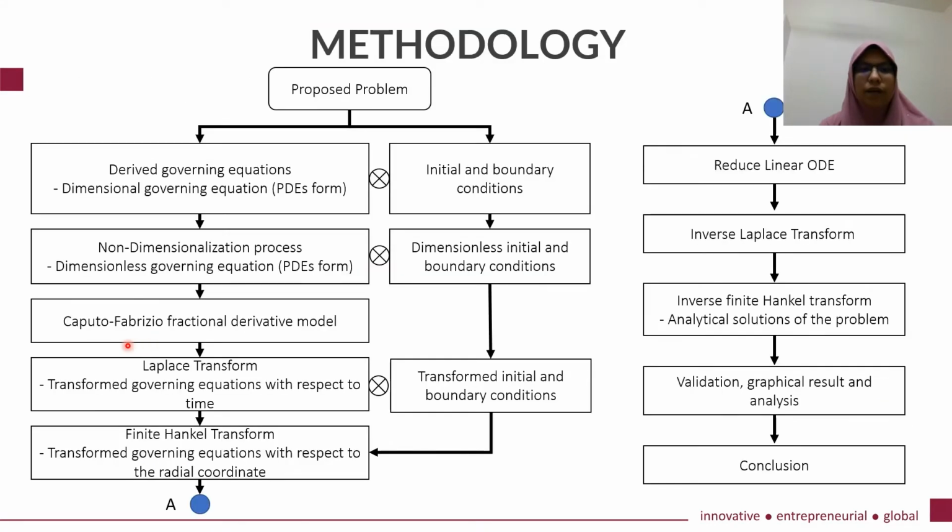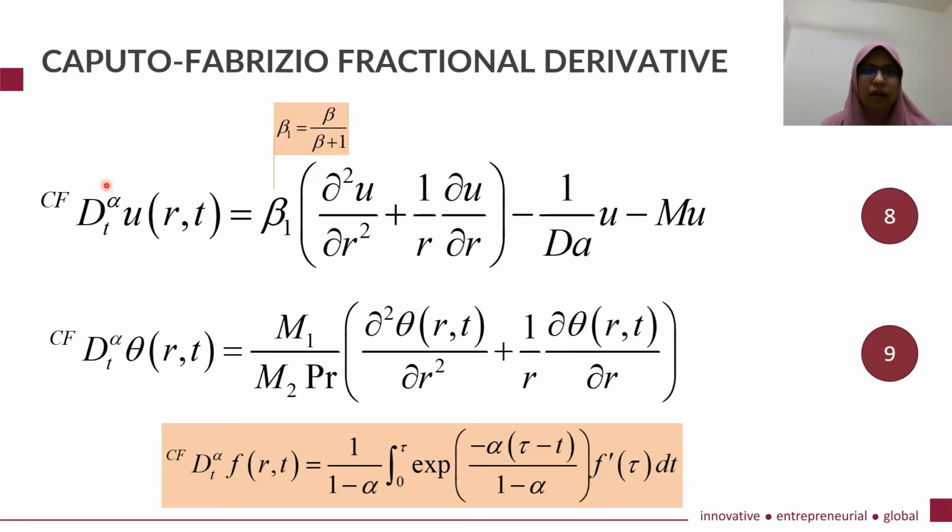Next, we apply the Caputo-Fabrizio fractional derivative model to both dimensionless forms of the governing equations, momentum and also energy, and we obtain equations 8 and 9. Beta 1 is the constant parameter for the Casson parameter. And this is the definition of the Caputo-Fabrizio fractional derivative.